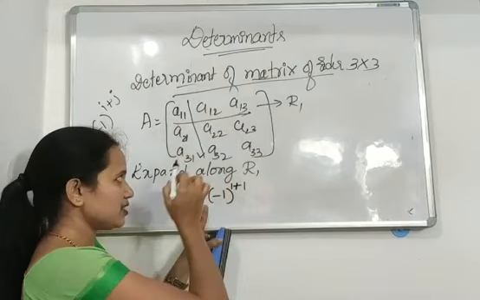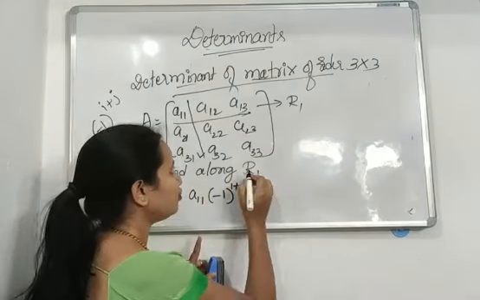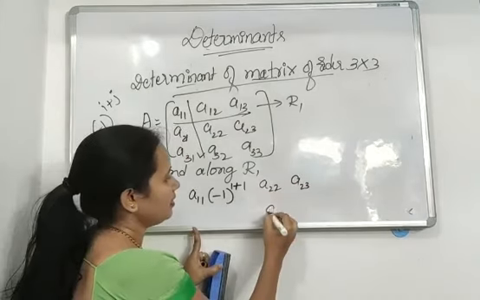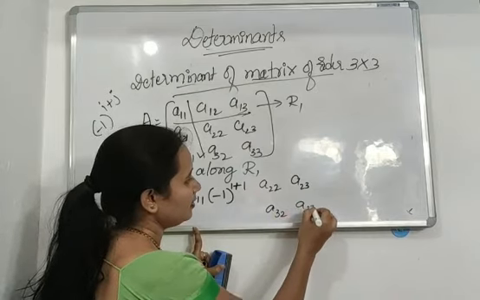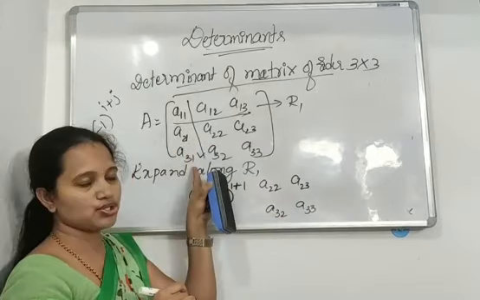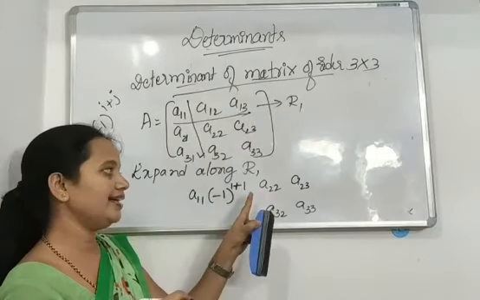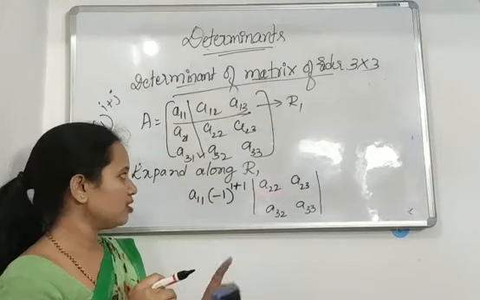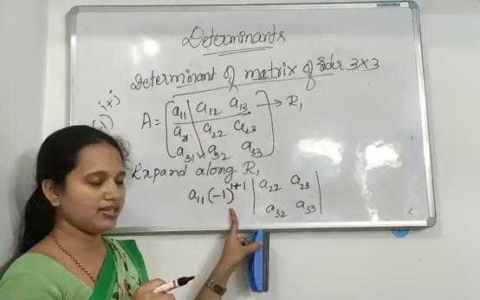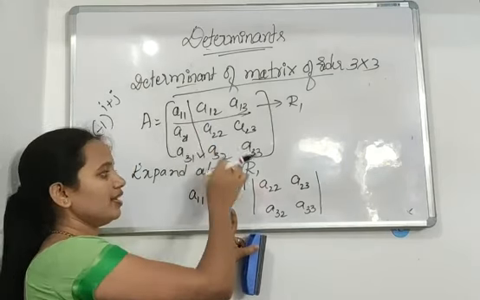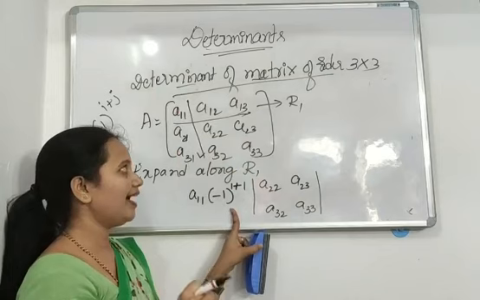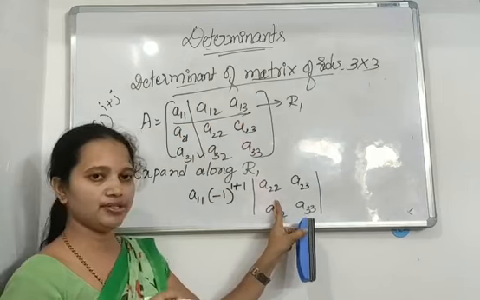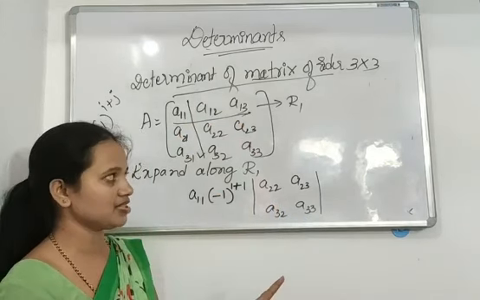So delete the first row and first column elements. You will be left with 4 elements: A22, A23, and then A32, A33. Take the determinant value of the remaining 4 elements. So you have to multiply the first element with minus 1 power 1 plus 1, that is I value 1, J value 1, then delete the first row and first column and take the determinant of the remaining 4 elements. So this is the first step.